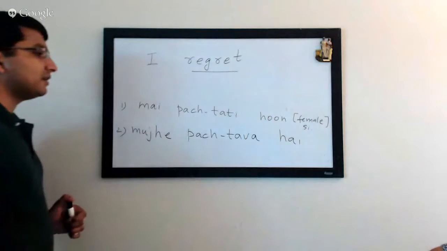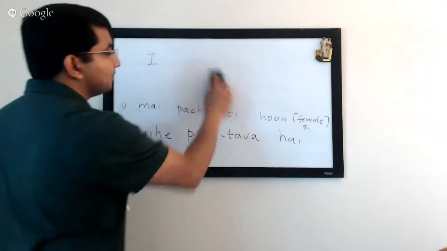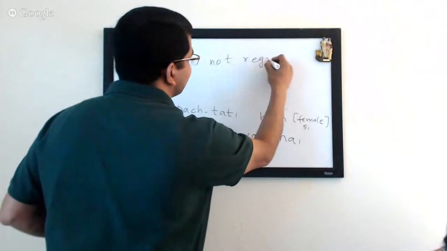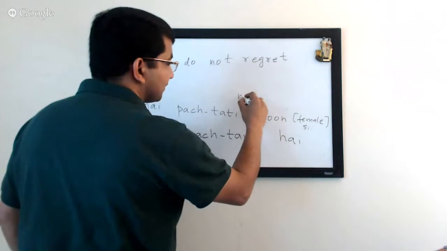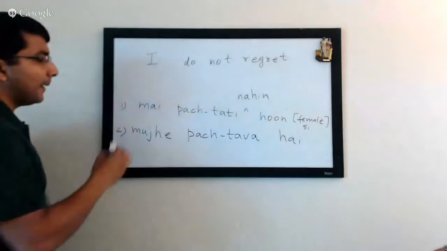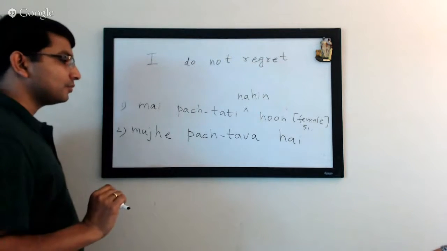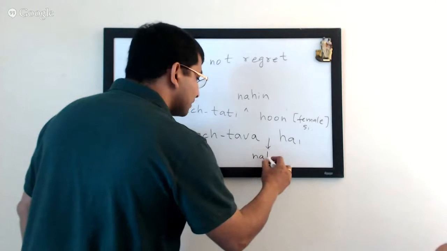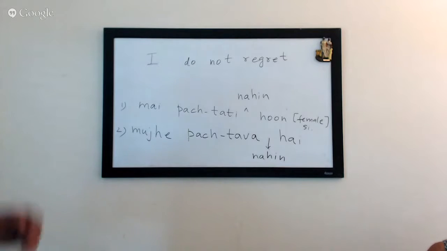Now, how will you say that if you were to make both of them negative? I do not regret. You'll put nahi here. मैं पछताती नहीं हूँ for a female, and मैं पछताता नहीं हूँ. Same thing here also, you're putting nahi here: मुझे पछतावा नहीं है. मुझे पछतावा नहीं है.